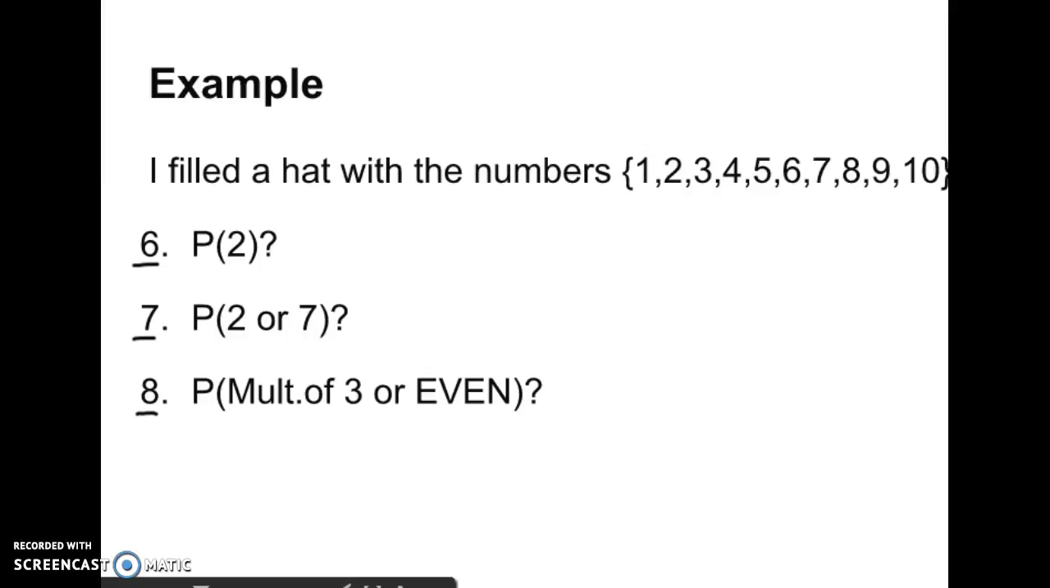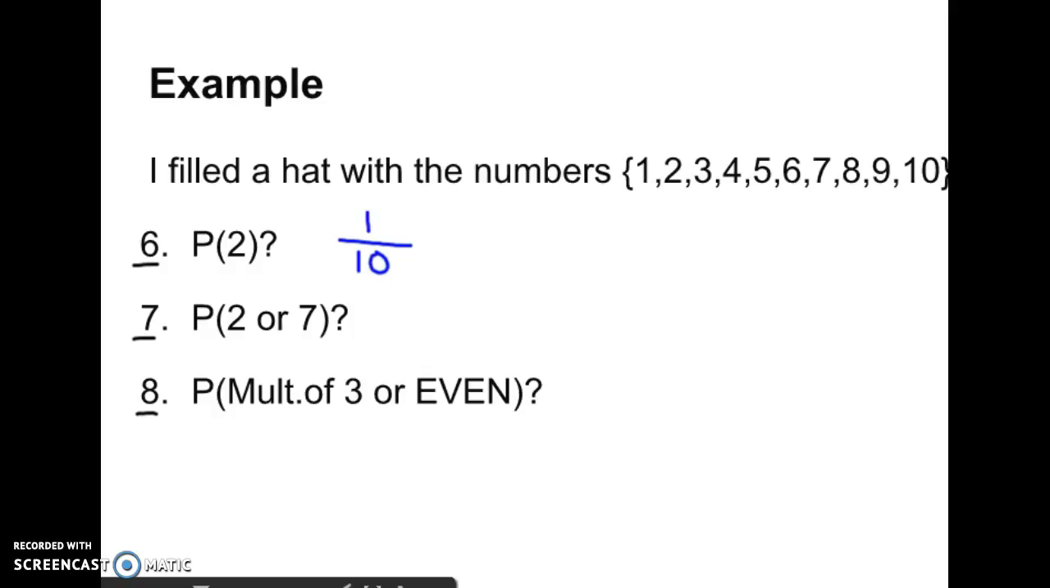So remember, anytime it has a P, or you're finding the probability, you're going to have a fraction answer. Okay, so there's 10 numbers up here, so the total number of outcomes I can draw are 10. That always goes on the bottom. And the chances of getting a 2, how many 2s are in the hat? Well, there's 1. So you have a 1 out of 10 chance of getting a 2. Okay, so that's pretty easy.